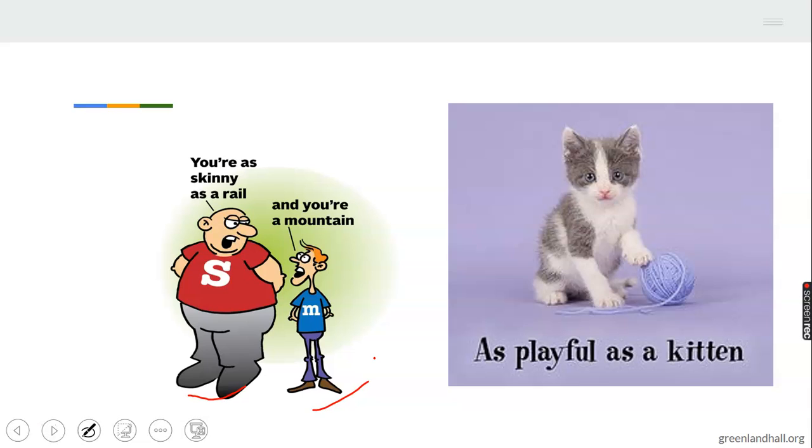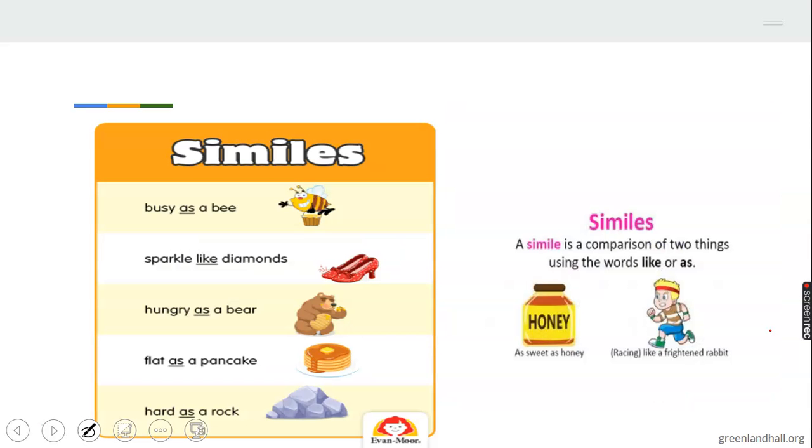Okay, as playful as a kitten. This is another example. As playful as a kitten. Some kittens like to play. So we use the word as. Look at this one. Busy as a bee. Sparkle like that. Take note of the words on the line. As dash as. Okay. Sparkle like diamonds. Hungry as a bear.